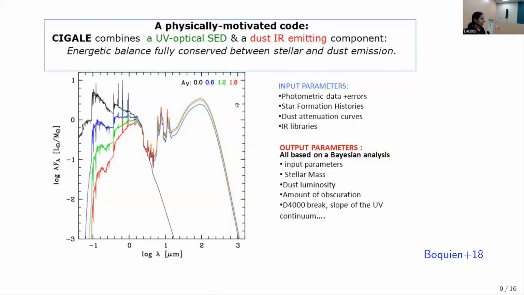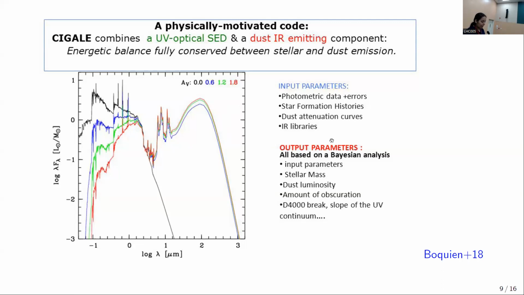So SED fitting is where first you model dust-free SEDs, dust-free spectral energy distributions, for galaxies. Then you apply a dust attenuation curve, and then you match it with the observed spectra. There are billions of observed spectra from various galaxies, and then you are able to get the parameters. But what is happening here is that you are assuming a dust attenuation curve.